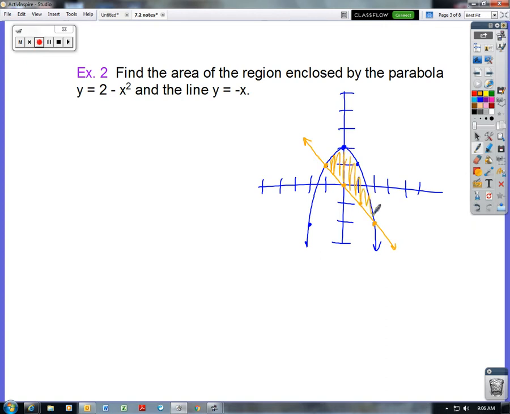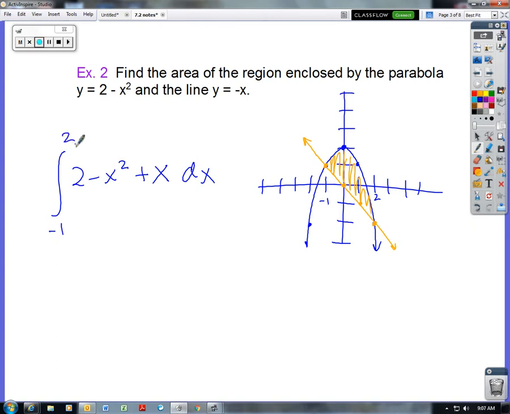And we're in good luck here because the parabola is above the line over the entire interval. So we don't have to break it into two sections. We can just go ahead and set up our integral. So it's going to be the top function, 2 minus x squared, minus the bottom function, which is negative x, so plus x dx. Integrating, and because I graphed it so carefully, I know I'm going from -1 to 2.